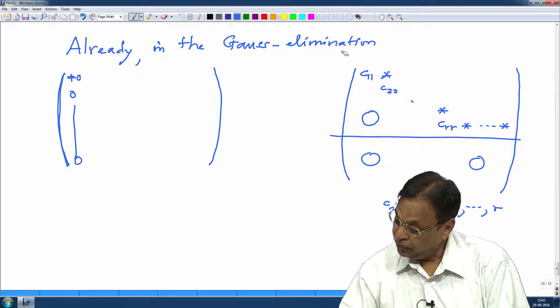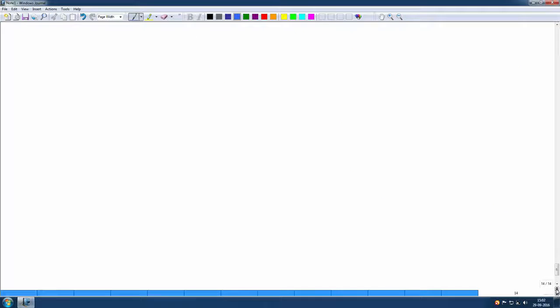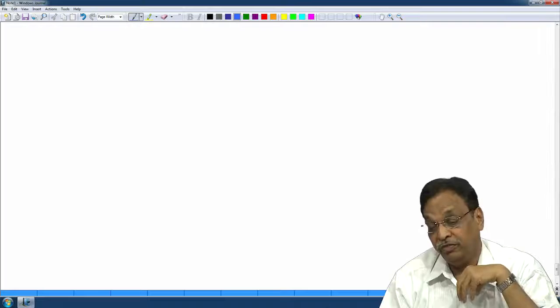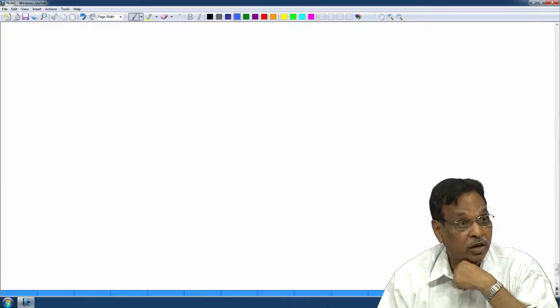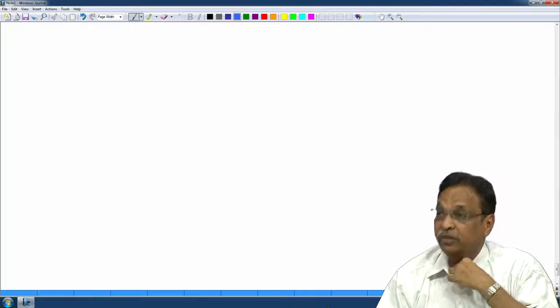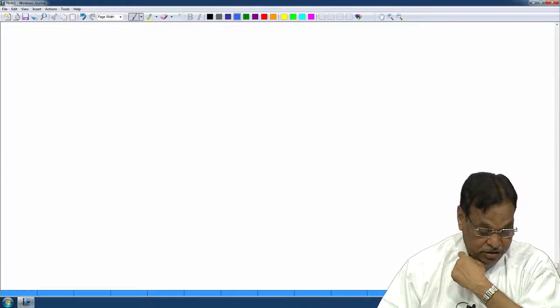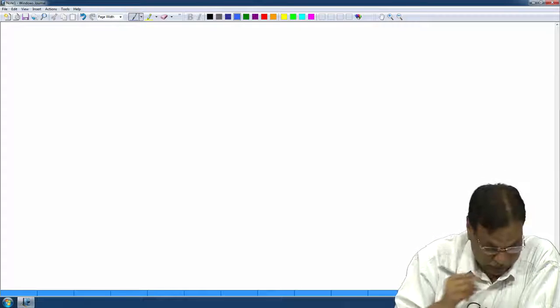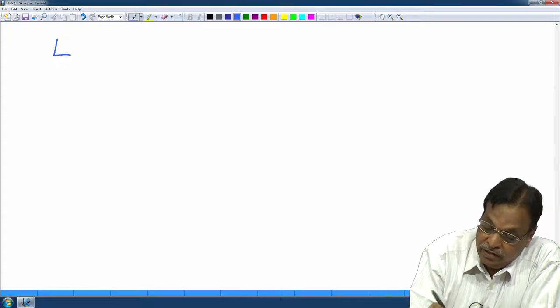Next, I also want to show that these row operations on matrices will allow us to compute inverses of matrices rather easily. Not only compute inverses, but also decide whether a matrix is invertible or not, and in that case what the inverse is. Both of these we can do simultaneously. So, let me write one lemma for that.